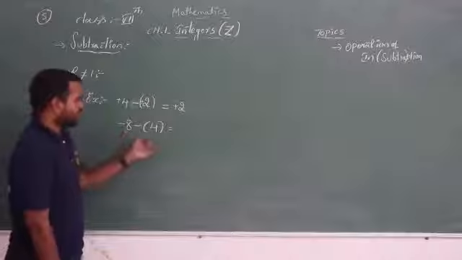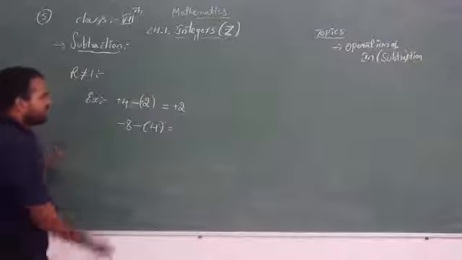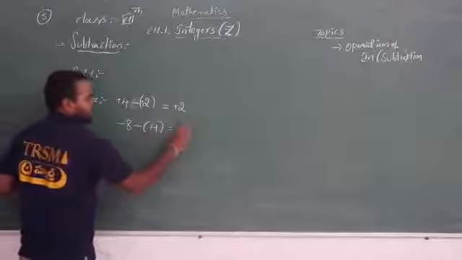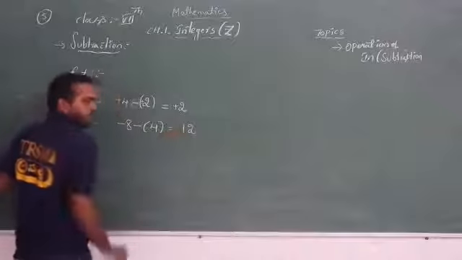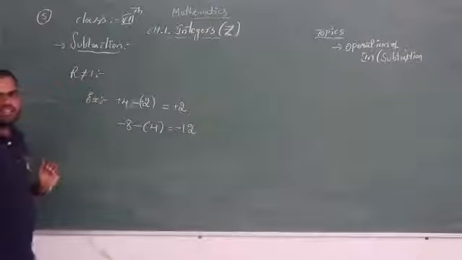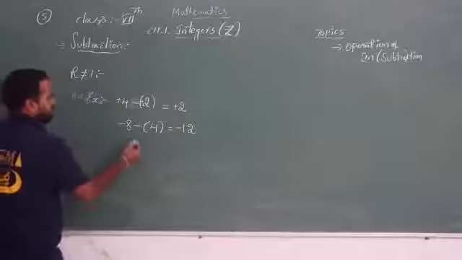Whenever we are subtracting a positive integer from a negative integer, what we have to do is simply first add the digits. So 8 plus 4, how much is it? 12. And which sign will it have? Minus. So our answer is minus 12. Okay, so now let's see one more example.